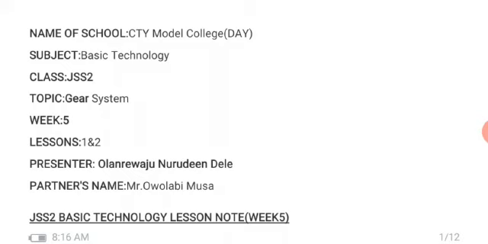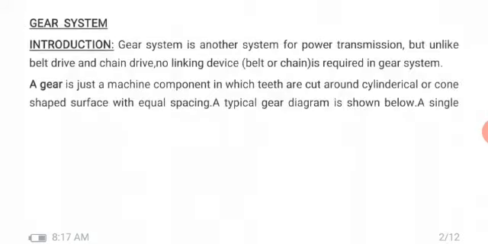Gear system is different from all the topics we have been discussing before. It's different from belt drive and chain drive. And the major difference between the gear system and all those drives is that the gear system does not require any linking device before it does the transmission of power from one place to another. So unlike belt drive and chain drive.